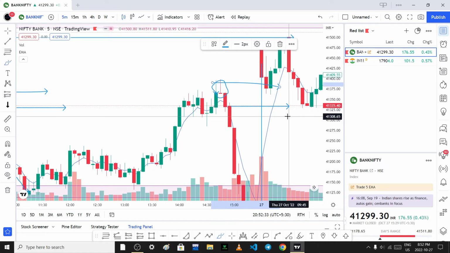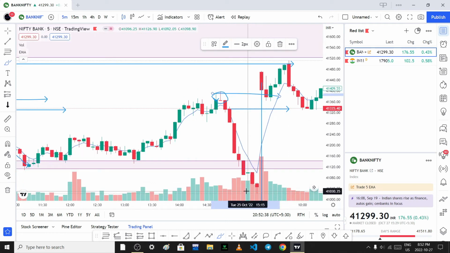So a 60 point SL, against which we get a Bank Nifty low of 41,030. Here we get a target of 300 points, against which our stop loss is 60 rupees. So this would also be a 1:5 risk reward ratio setup.